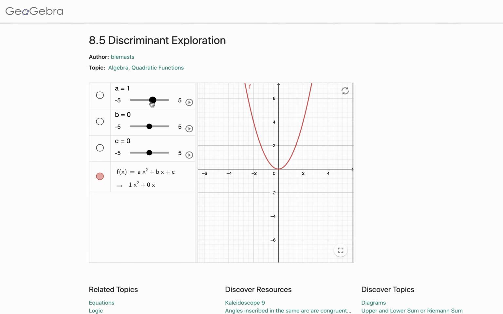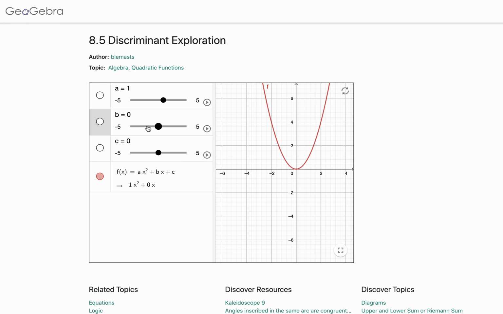So a needs to stay at 1, b needs to become -5, and you can see it says b is -5 here, but the parabola also moved, and you can see my b value is now here, and my c value was -3. So I'll move the slider until I get -3, and also you'll see -3 here.